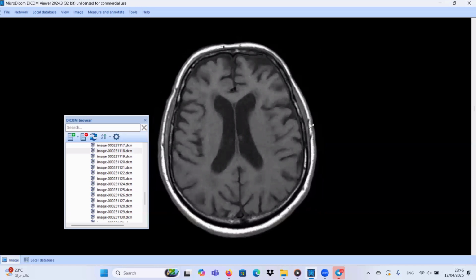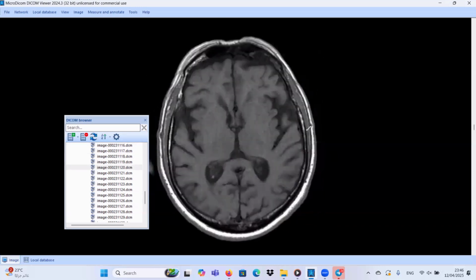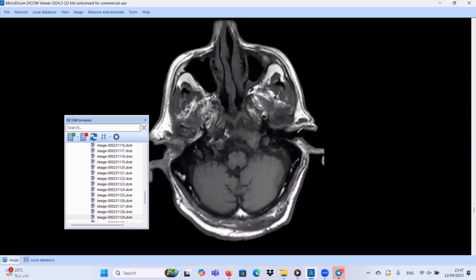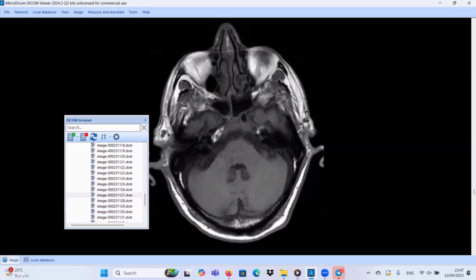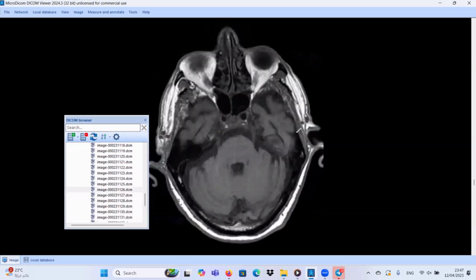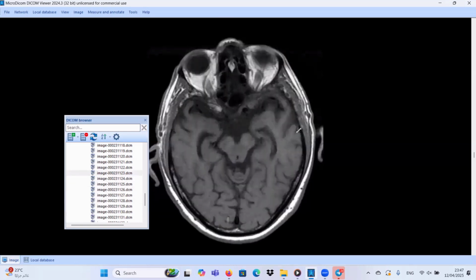We have also here, this is the normal diploic space fatty signal or hyperintense signal in T1, but this area is considered abnormal in the frontal calvaria bones. So we have suspicion of osteolytic lesions or metastatic osseous lesions involving the skull base and the calvarial bones.